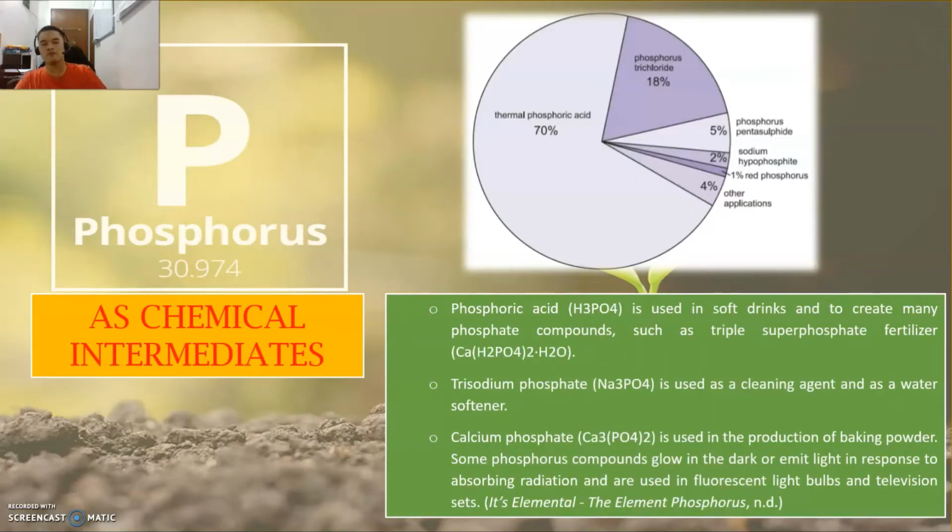It can also serve as chemical intermediates such as phosphoric acid used in soft drinks to create phosphate compounds: triple superphosphate for fertilizers, trisodium phosphate for cleaning agents and water softeners, calcium phosphate for baking powder production. Other phosphorus compounds glow in the dark or emit light in response to absorbing radiation, and are therefore also used in fluorescent light bulbs and television sets.